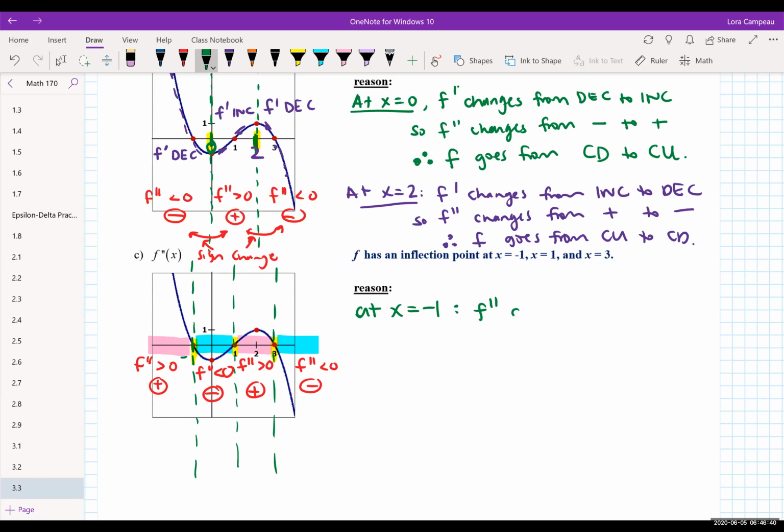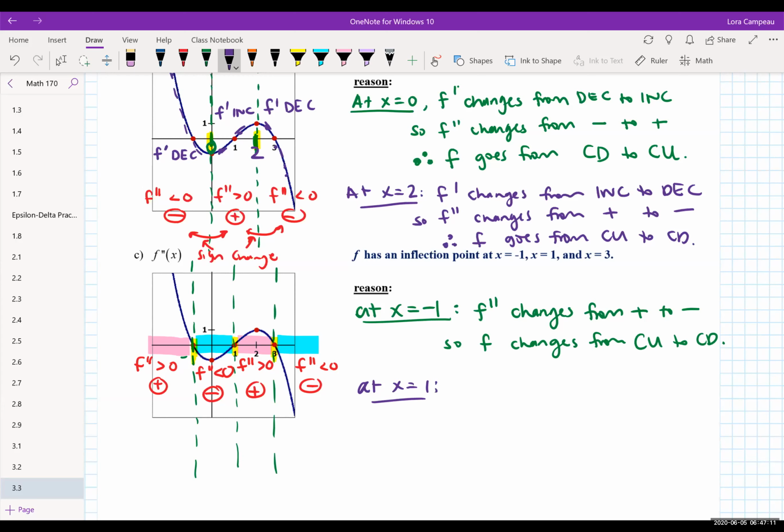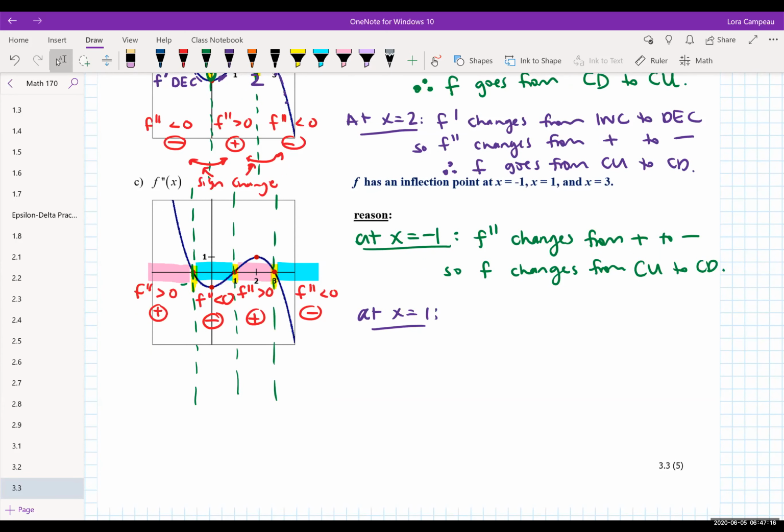F double prime changes from positive to negative. So that justifies what F does in terms of concavity. It changes from concave up to concave down. And that's the definition of the inflection point at F. Keep going, just pick the other one, x equals +1. Same argument either way. We're just trying to describe what happens to the second derivative, sign changes, and then justifying: if the second derivative has sign changes, there's a concavity change, therefore we have an inflection point. So same idea. F double prime goes from negative to positive. So that tells us that F goes from concave down to concave up. So we know we have an inflection point, a change in concavity.